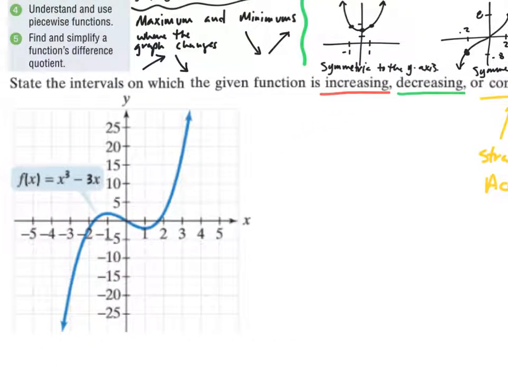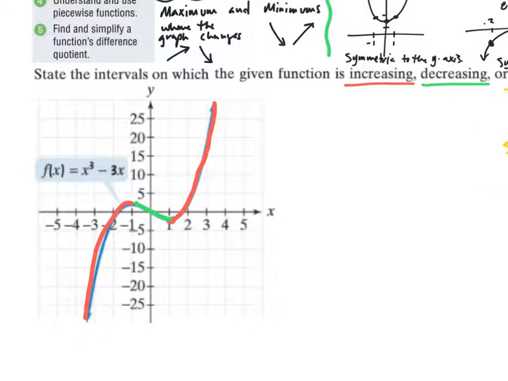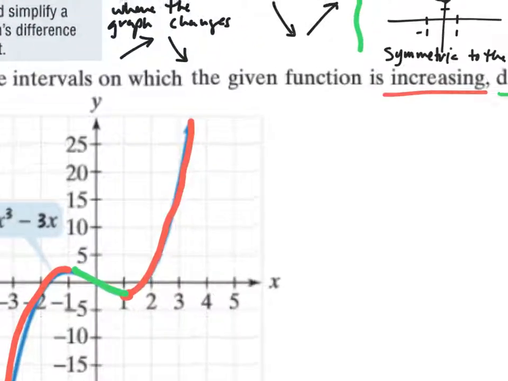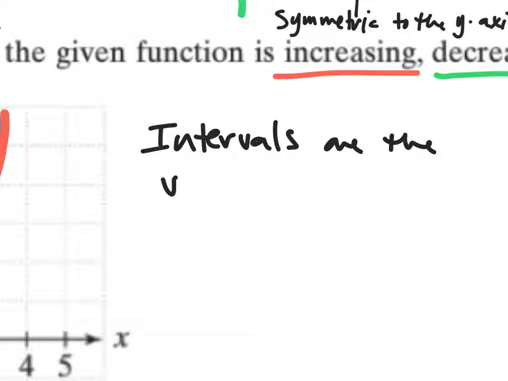So when it's increasing, when am I going up the hill? That's going to be here to here. And then we're going to go up the hill from here to here. And then we're going to be decreasing from here to here. That's where we're going down the hill. So the question wants us to find the intervals on which the function is doing that. When it wants us to find intervals, intervals means the x values. So intervals are the x values where this is happening.